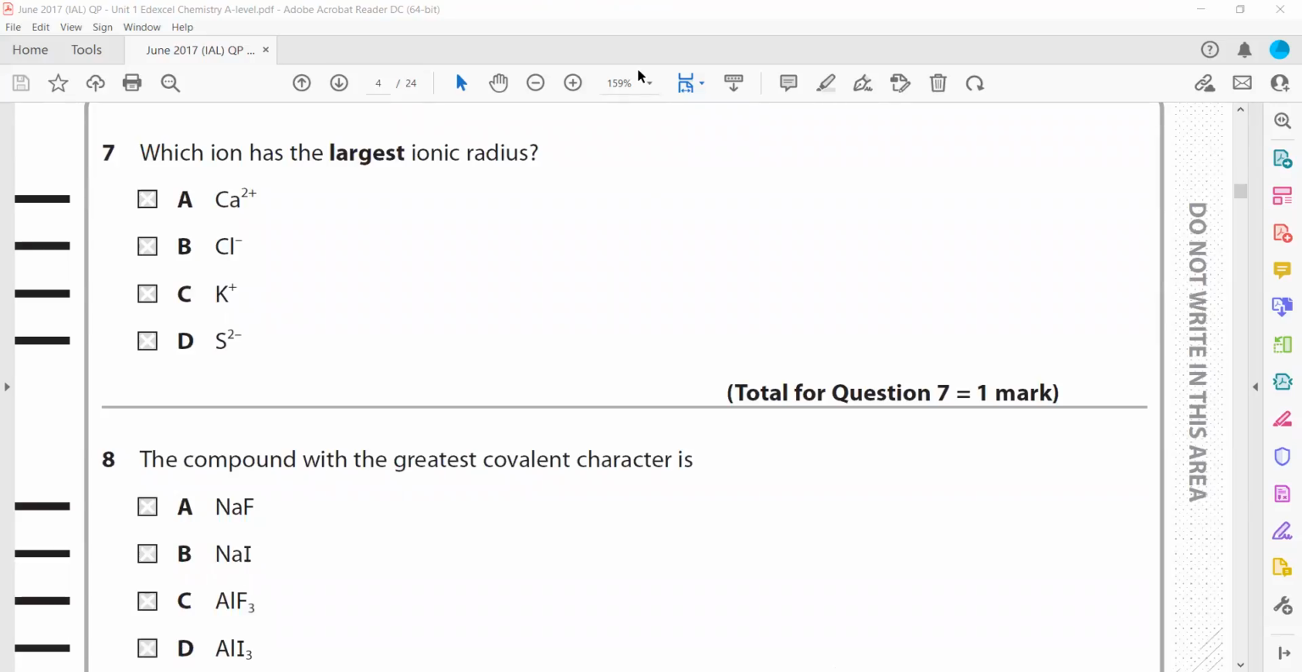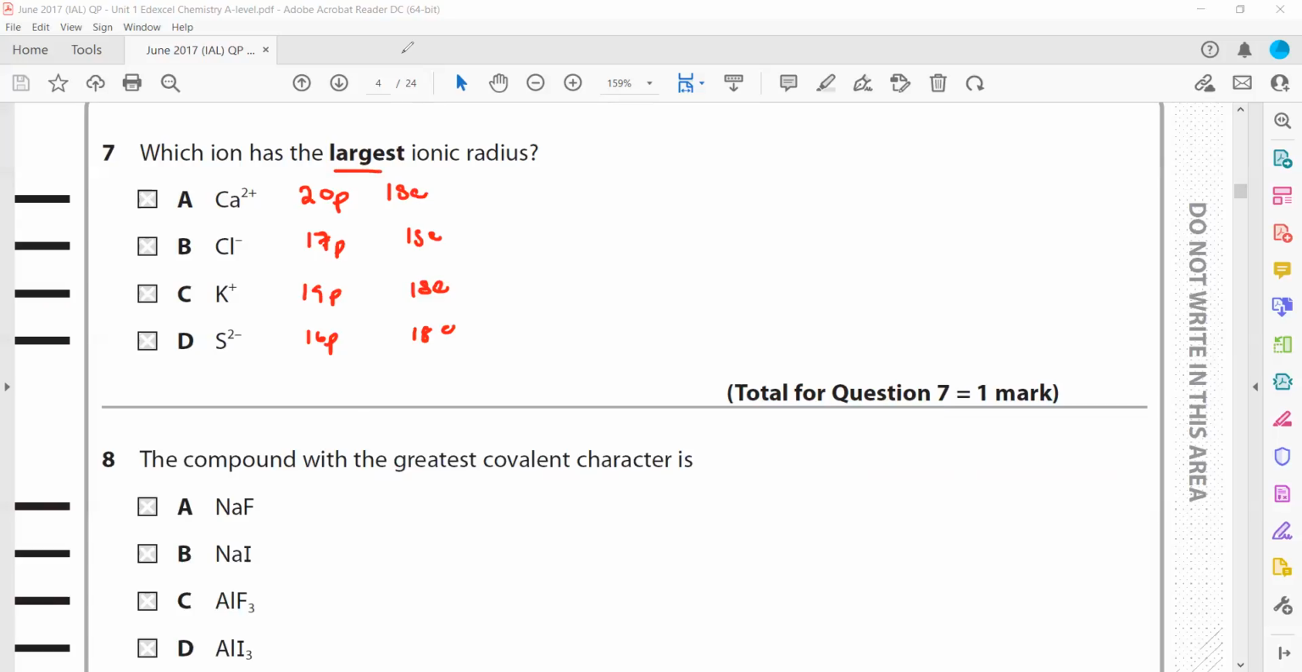Which ion has the largest ionic radius? So you have to check the total number of protons and electrons, and the number of shells. Calcium will have 20 protons and 18 electrons. Chlorine will have 17 protons and 18 electrons. All are isoelectronic. Potassium will have 19 protons and 18 electrons. Sulfur will have 16 protons and 18 electrons. So electrons are the same, which means the shells will be the same.